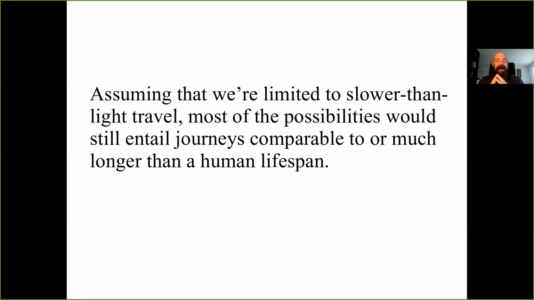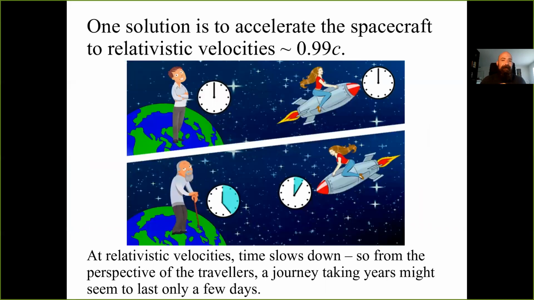But for now, we'll assume that we are not going to get an Alcubierre drive anytime soon, and that if we're going to go to another star, we're going to have to do so more conventionally, meaning slower than the speed of light. And that means that most of the designs that we have are going to take something comparable to a human lifespan. Even at the speed of light, Proxima Centauri is 4 years away, and slightly more distant stars very rapidly get up to a human lifespan.